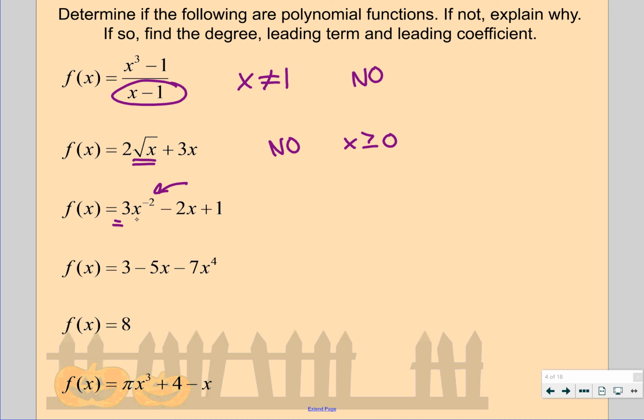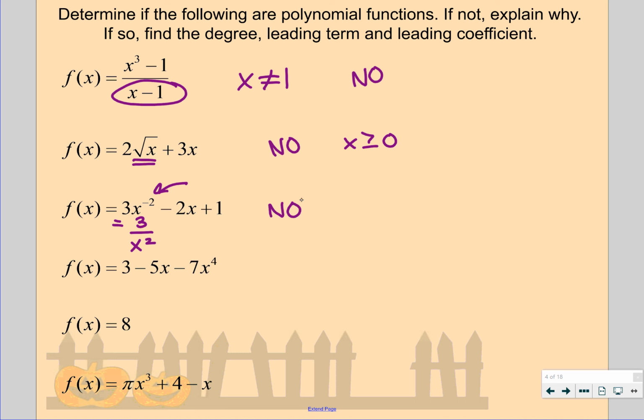Also, remember negative exponents. You can make them positive if you put that term in the denominator. So another way to rewrite that first term is 3 over x squared, which then you can see there's a domain restriction if you look at it that way. So either way, no.